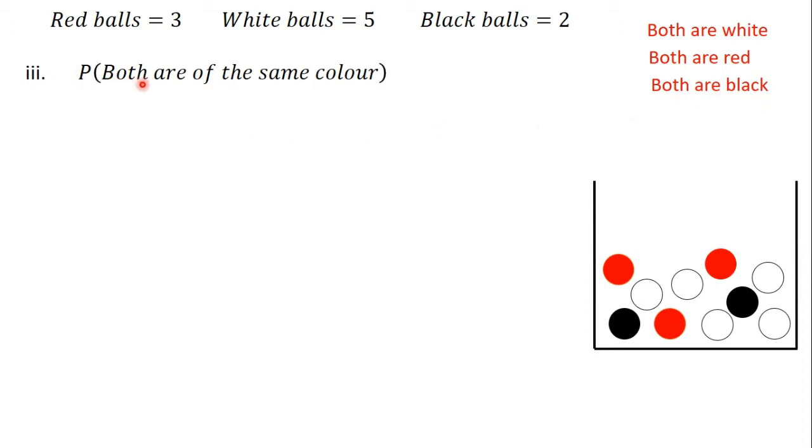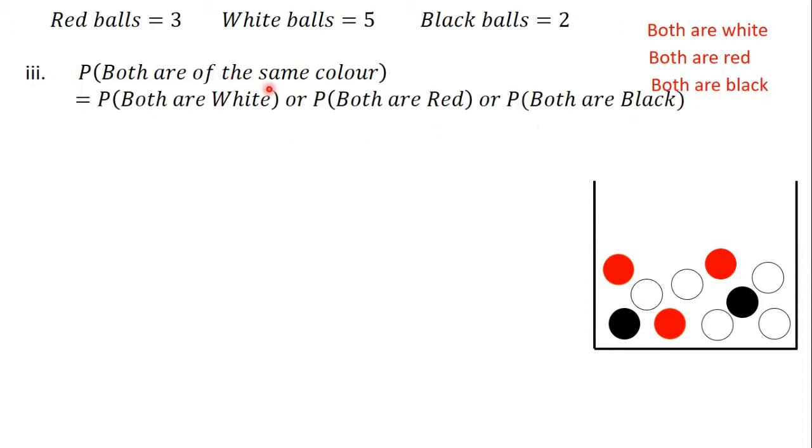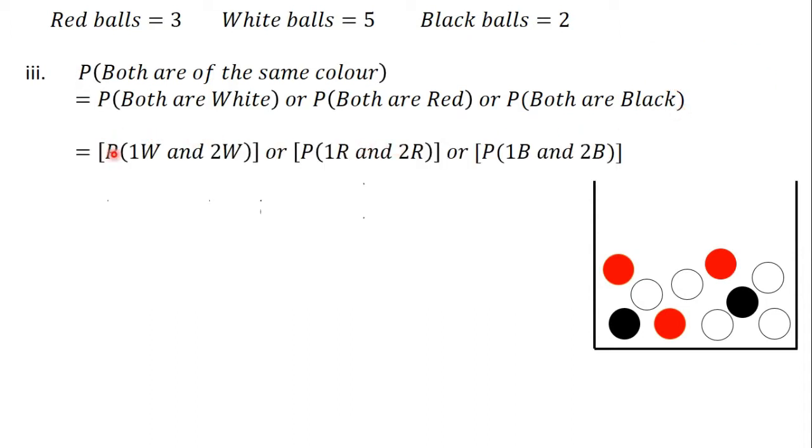So the probability that both balls are of the same color is equal to the probability that both balls are white, or the probability that both balls are red, or the probability that both balls are black. Now, if both balls are white, it means that the first ball is white and the second ball is white. So the probability that the first is white and the second is white.